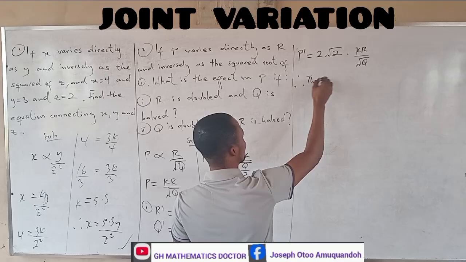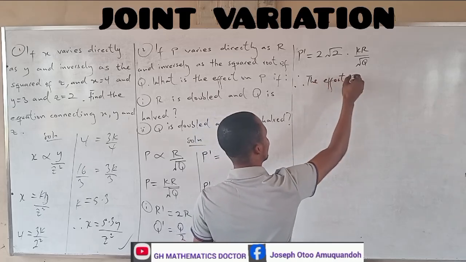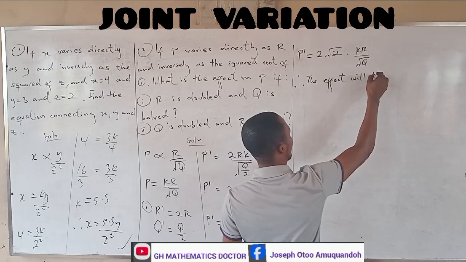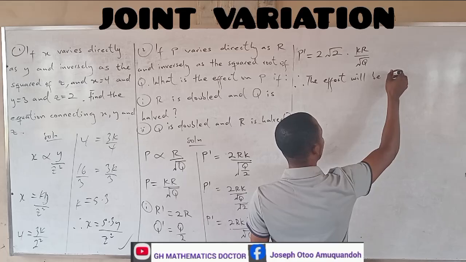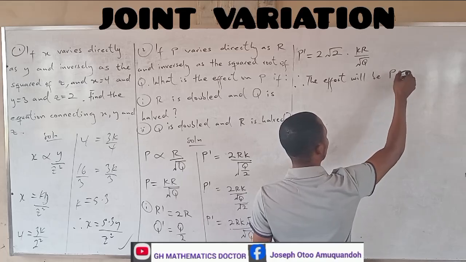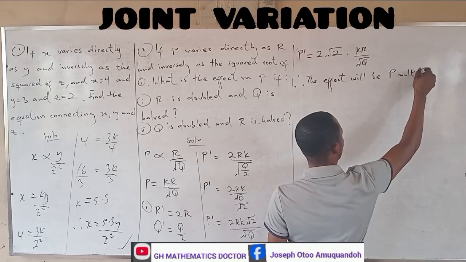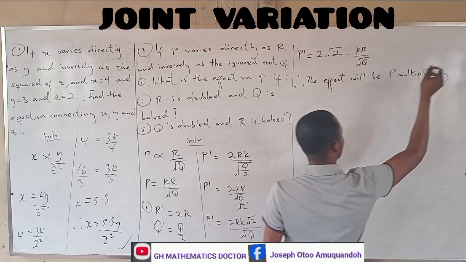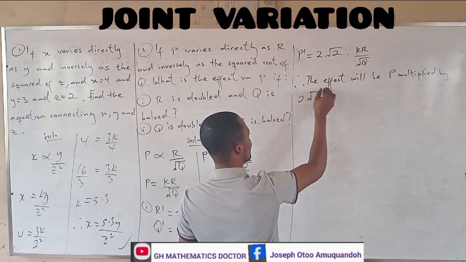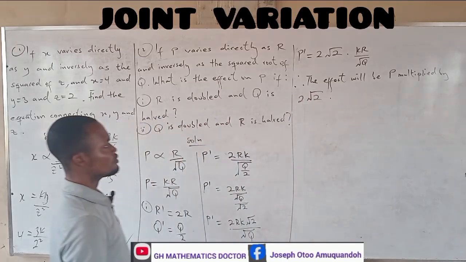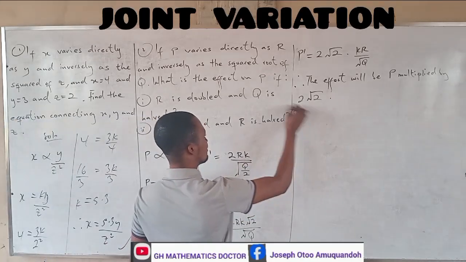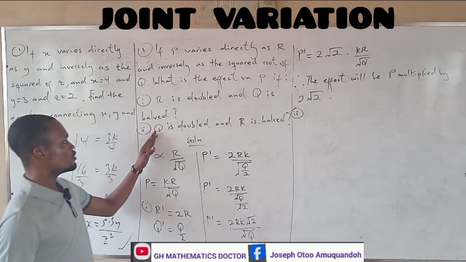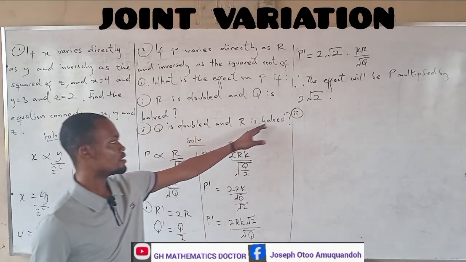So therefore, the effect will be P multiplied by 2 root 2. All right, so that is the effect on P. Then we have the last one. He said, what will be the effect if Q is doubled and R is halved?